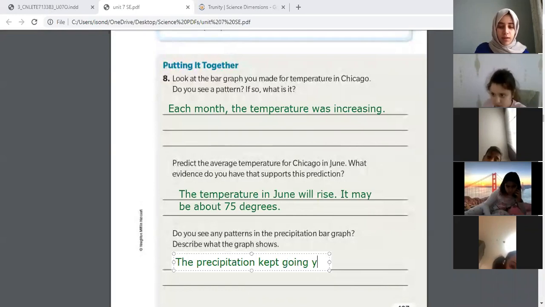Okay, so we have less than a minute left. You guys did an excellent job today. I'm very proud of you.